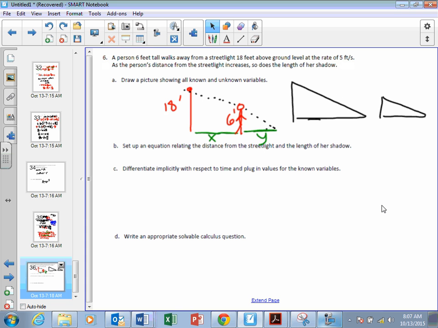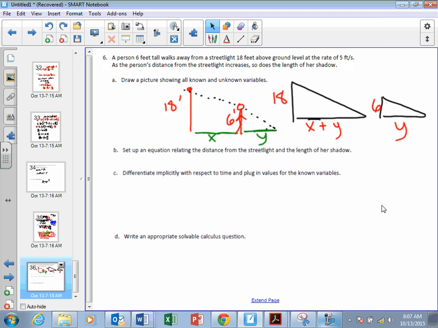Now, similar triangles have proportional sides. So in the big one, that's 18. In the small one, it's 6. And the big one along the bottom, we have x plus y. And in the small one along the bottom, we have y. So that's how we can find an equation relating these things. So my equation here is 18 divided by x plus y equals 6 over y. So I match up the corresponding sides, the 18 and the 6. Corresponding sides go on the top, the x plus y and the y. Corresponding sides go on the bottom.